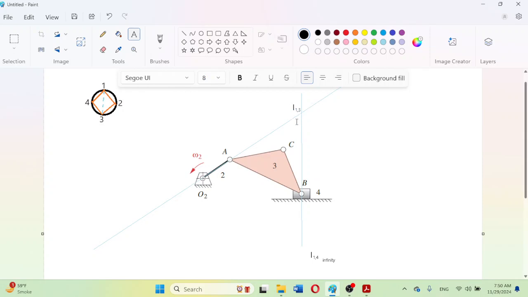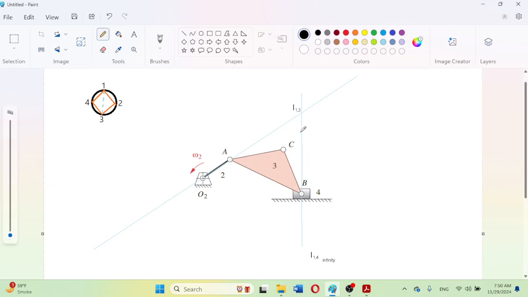So in this way, instance center I1,3 has been located at this point here. This is instance center I1,3. So if you are given some data, for example the angular velocity omega 2 and the crank length O2A, the velocity, for example VA, as shown, with omega 2 in this orientation.